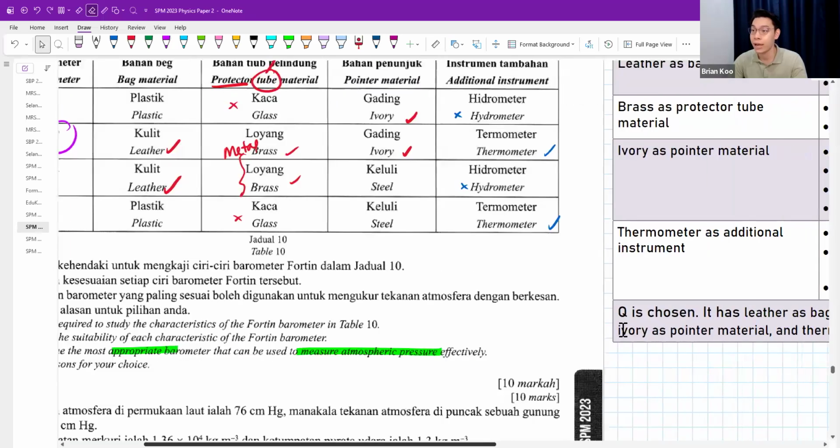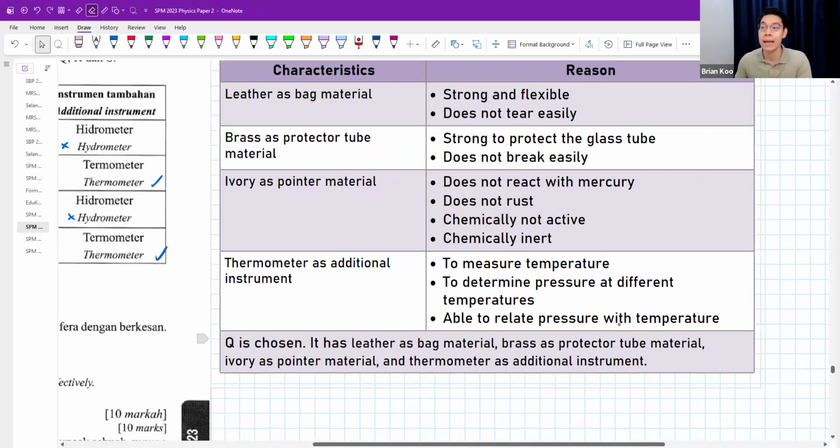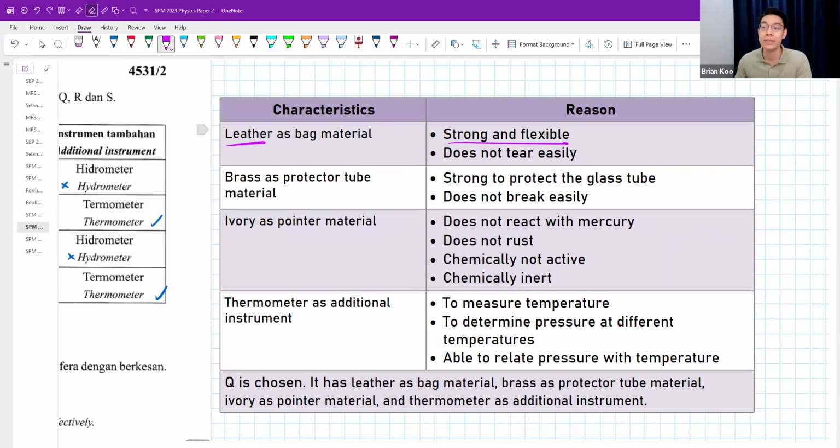Let's take a look how we write. I want leather as the bag material, because leather is very strong and flexible, does not tear easily. I want brass as the protector tube material. Very strong to protect the glass tube, does not break easily. I want to choose ivory, because remember I say you can choose anything that doesn't react with mercury. Mercury can be quite corrosive. Yeah, does not rust also. Ivory, it is chemically not reactive, or chemically inert also can. Inert, that means it doesn't react with anything.